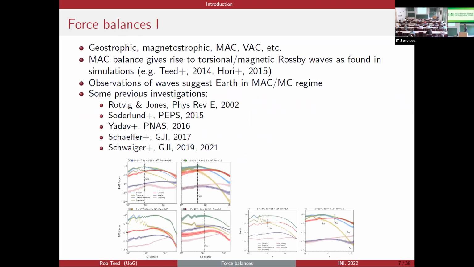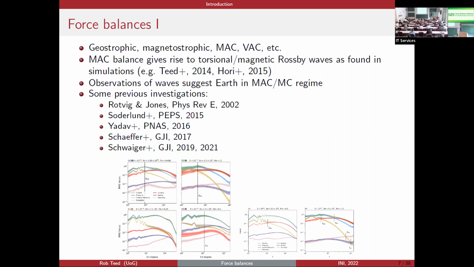So force balances. Johannes did a good introduction on this for me. So I won't dwell too much, but there's all these different sort of balances we can talk about: geostrophic, magnetostrophic, the Mach balance, the Vac balance, etc. And these things would certainly depend on the parameter regime, your input parameters. They will depend on the length scale that you're looking at. So if you're looking at small scales, the balance might be different to if you're looking at large scales.